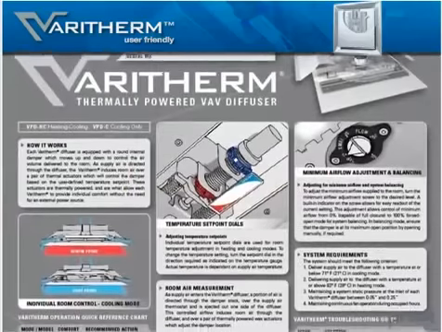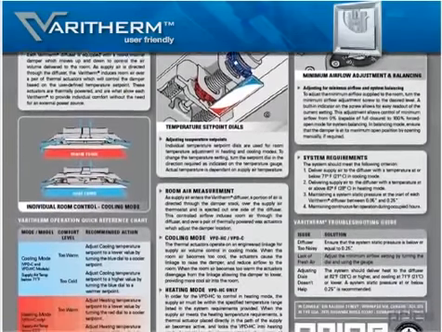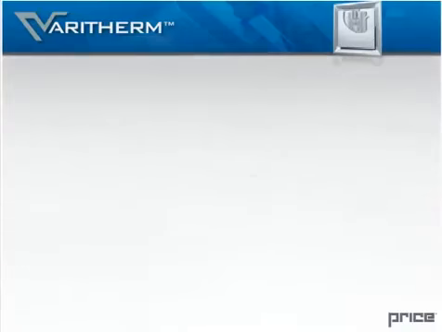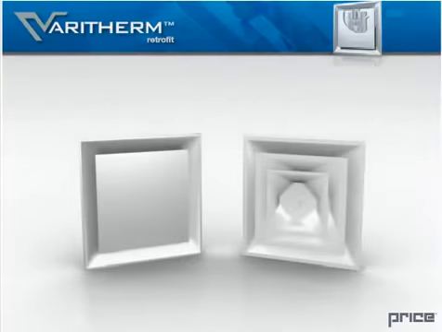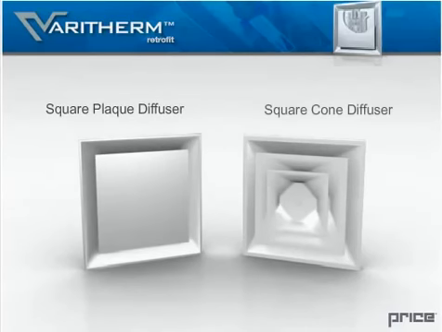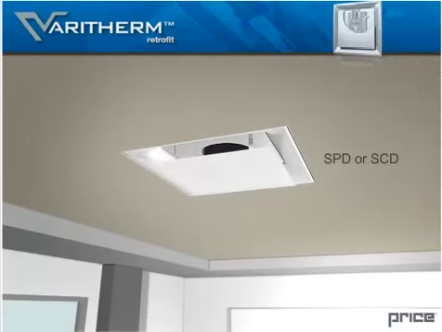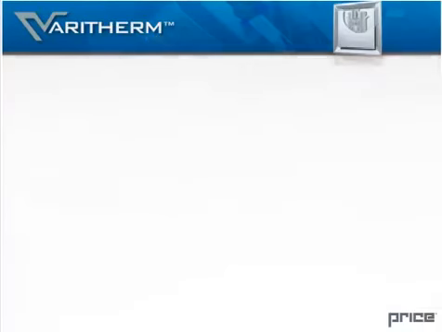All guidelines are simple and easy to follow and are written in a clear format on each unit. Optimal security fasteners mechanically lock the core into the back pan, where required by code. Retrofit. To help with trouble zones, the Varitherm is also available as a retrofit of our popular square plaque diffuser or square cone diffuser found in buildings across the continent. The Varitherm control module simply replaces the SPD or SCD core without the need to replace the back pan.